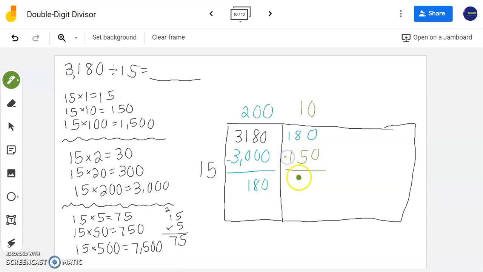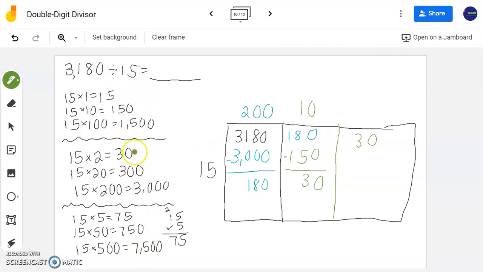Now I'm going to subtract and I'm left with 30. So I'm going to draw a line and move this 30 to my next step. Now, some of you might realize, okay, maybe I could do 15 times 11, maybe I could do 15 times 12. That's fine. If you want to do that, you're welcome to do that.